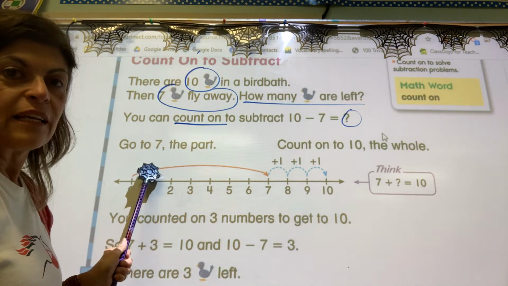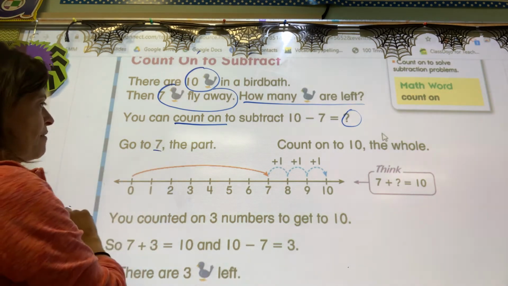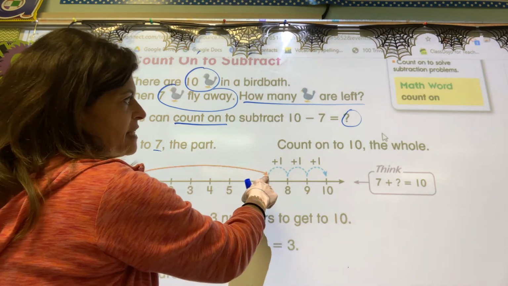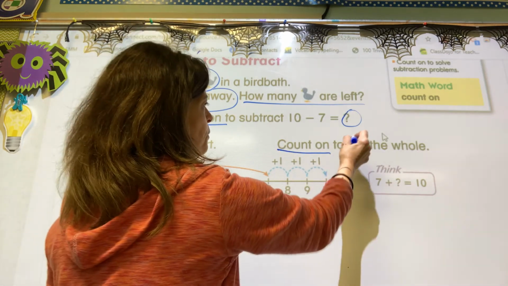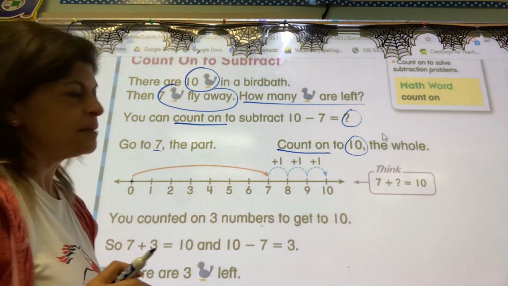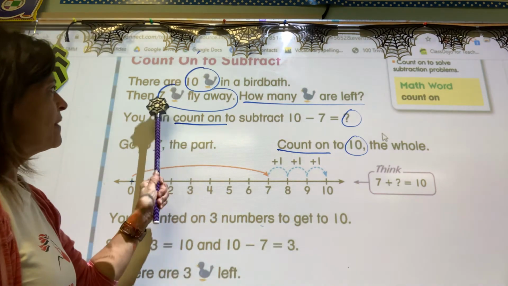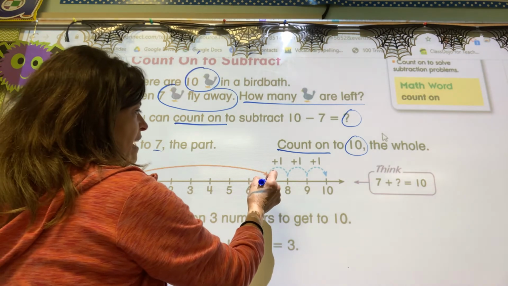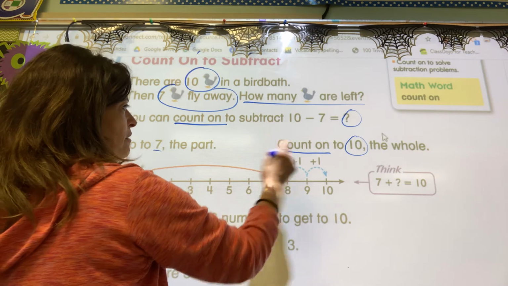So let's take a look at a number line. We worked on a number line a couple of weeks ago. So number line starts at 0. We're going to come over here, put your finger on 7, and then we are going to count on to 10, the whole number. Remember, we've been talking about whole numbers and parts. 10 is the biggest number. That's our whole. And then 7 is one of the parts. We have to find the other part. So let's start at 7. We're going to count up to 10. We're counting on to 10.